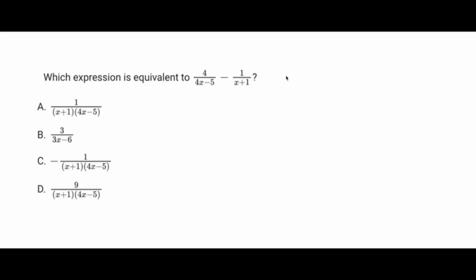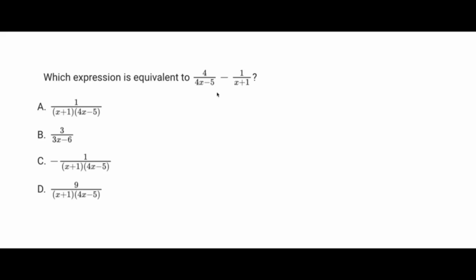Which expression is equivalent to 4 over 4x minus 5 minus 1 over x plus 1? So we have a bunch of answer choices here, and the first thing we want to do to simplify this for equivalent expressions is just get the same denominator, right?